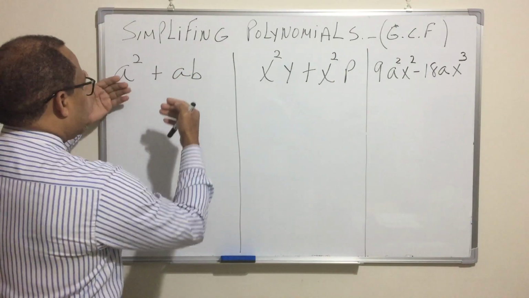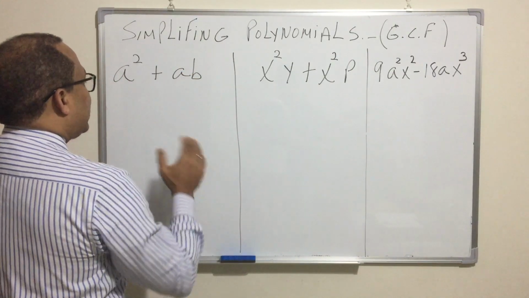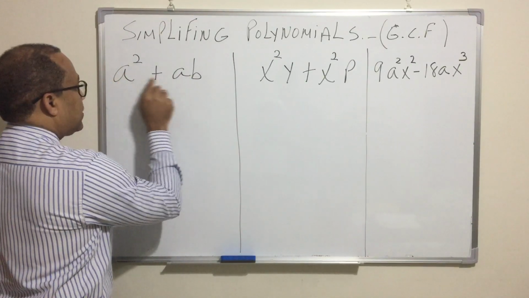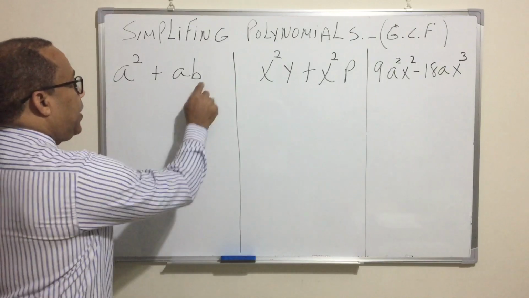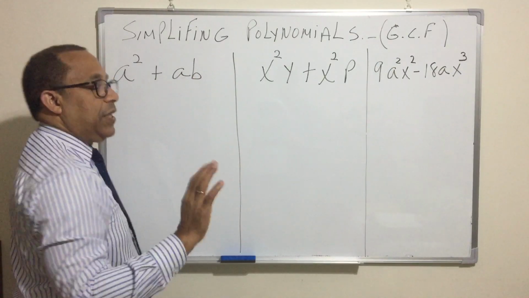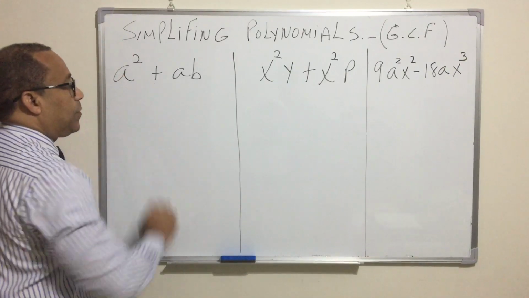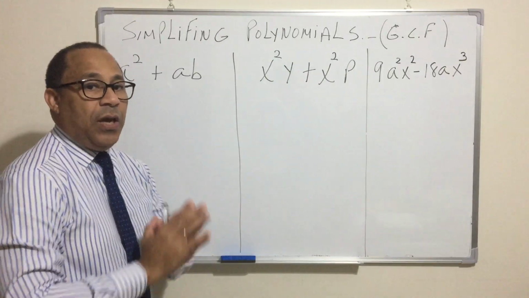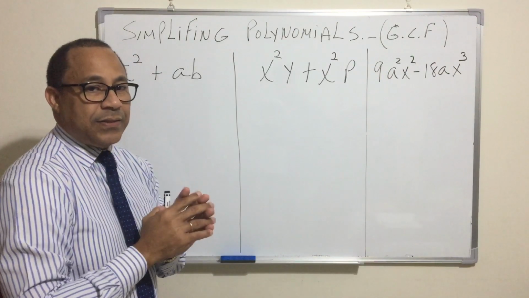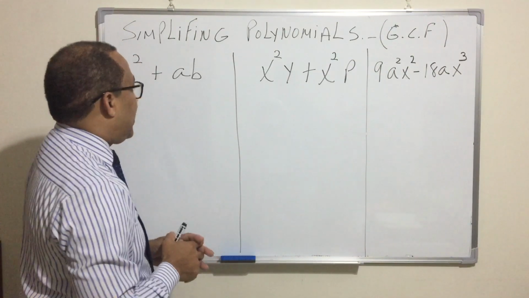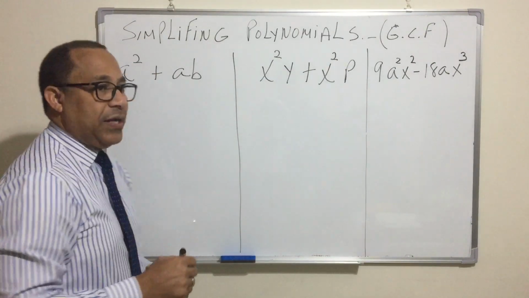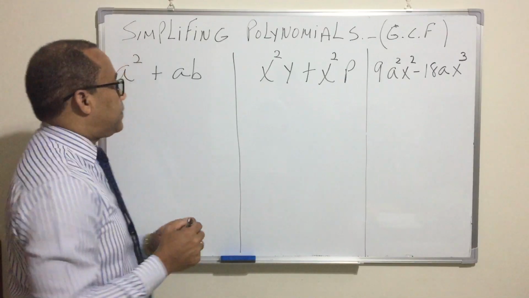So in this binomial, what is common in the two terms? The letter A is the common letter. B is not common because the B is in the second term, but it is not in the first term. So B will not be a common variable. But the A is. Now that we have identified the common, let's identify how to find the greatest.